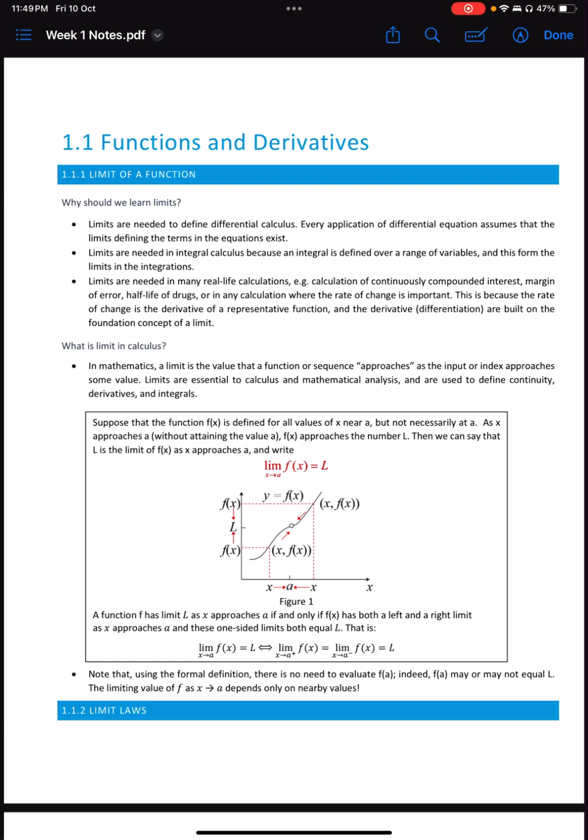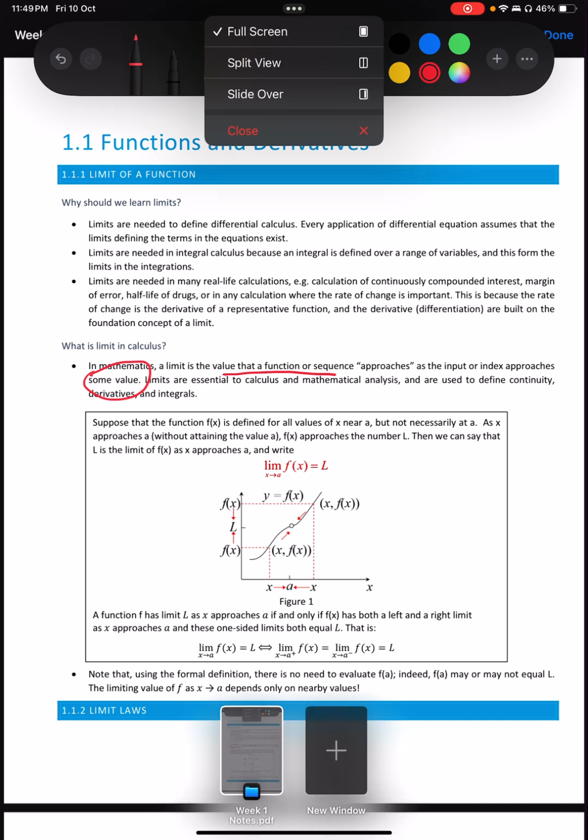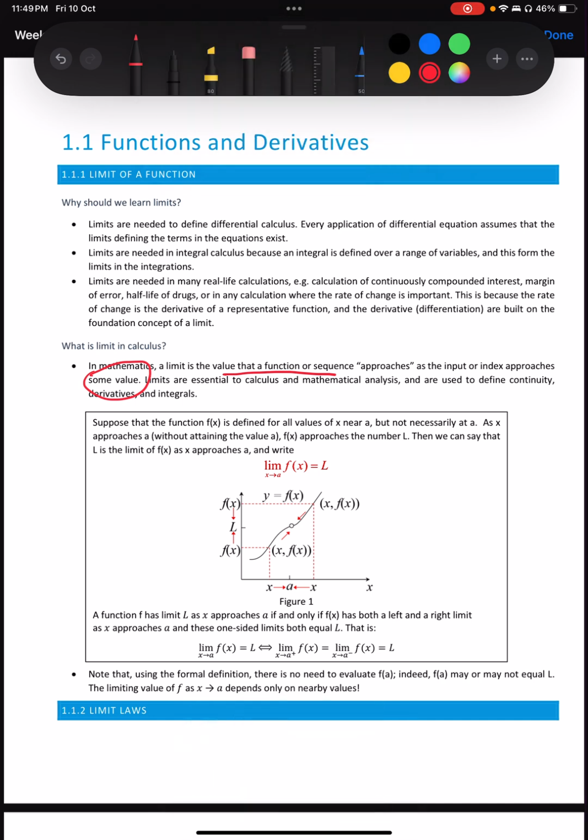Okay, so we're going to look into that in the mathematical setting. In mathematics, the limit is the value that a function or sequence approaches as the input or index approaches some value. Like I mentioned just now, the room temperature is the limit that we want for the coffee to cool off. It is very essential in mathematics to understand and define the continuity of it.